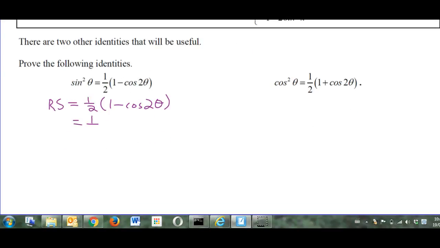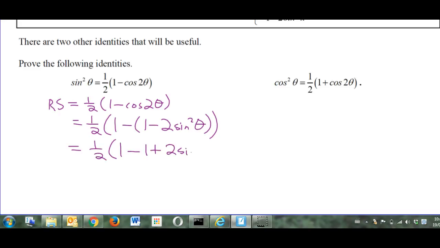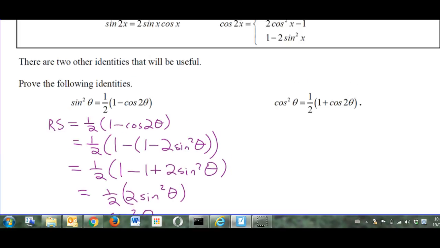theta. So we have 1/2 times 1 minus bracket 1 minus 2 sine squared theta. So it's a half, and we've got 1 minus 1 plus 2 sine squared theta. What's 1 minus 1? 0. So we just got a half times 2 sine squared theta, which is sine squared theta. Okay, so you see, sine squared theta you can replace with a half of 1 minus cos 2 theta.